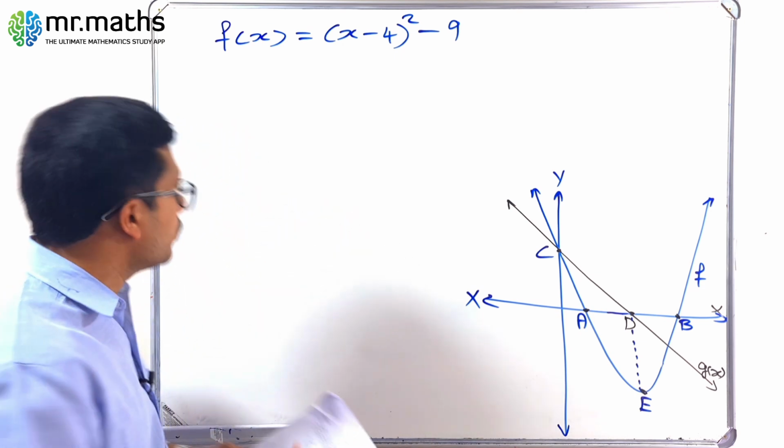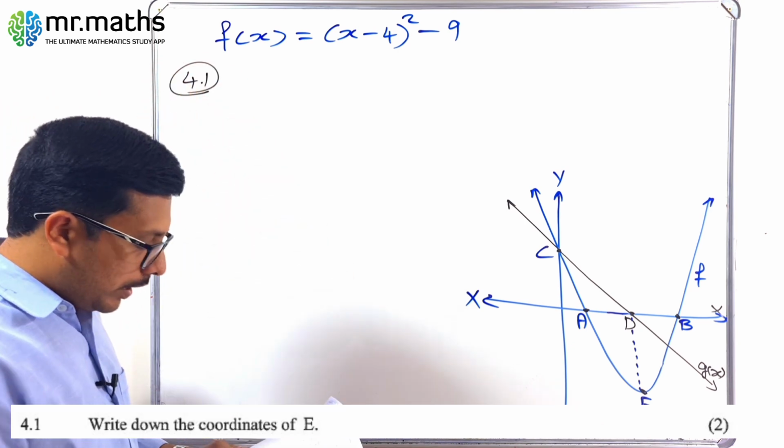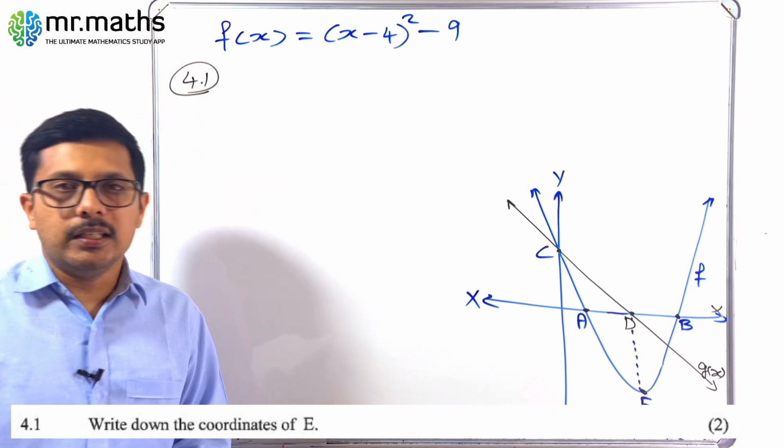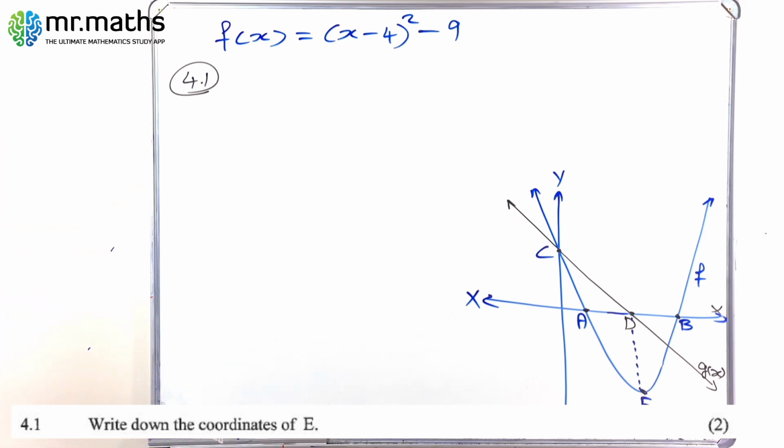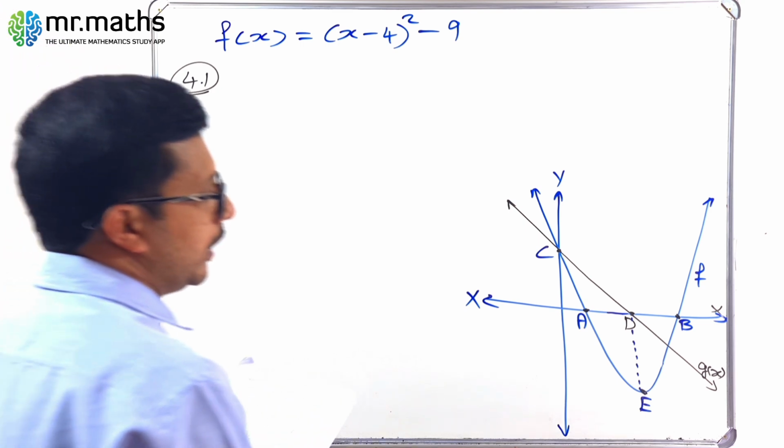What is the first question? Question number 4.1. Write down the coordinates of E. You have to find the coordinates of E. Actually, what is that E? E is the turning point. Am I right? E is the turning point. So how can you find the coordinates of E now?